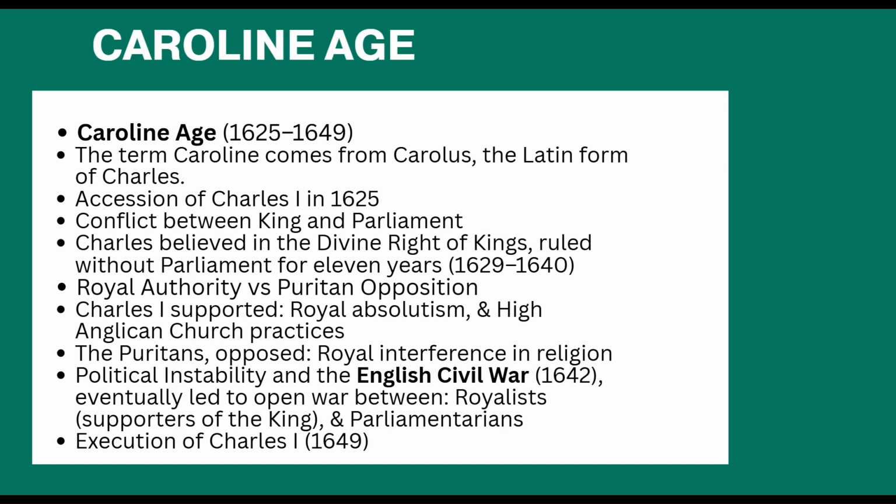Now, in 1625, Charles I became the king after James I, and just like his father, Charles I also believed in the divine rights of kings. That means, according to him, the king is appointed by God, the king cannot be questioned, and his authority is supreme. Now, this idea was not acceptable to Parliament. So, again, we see conflict between the king and the Parliament during this period.